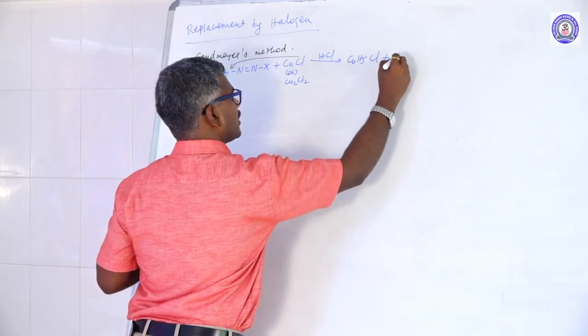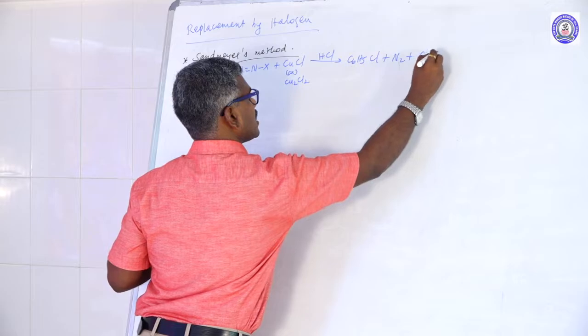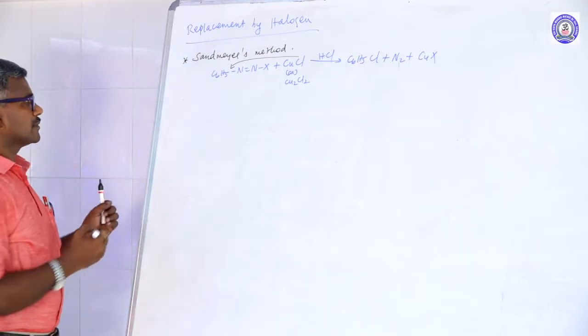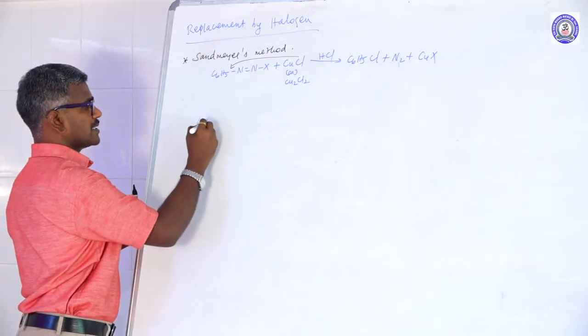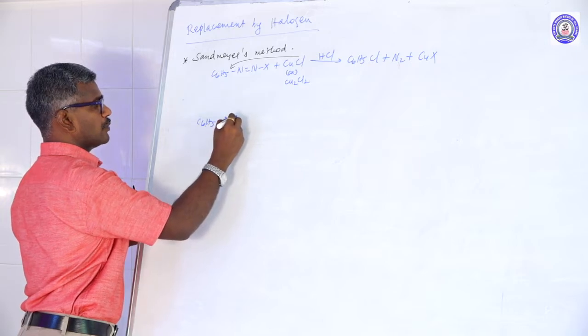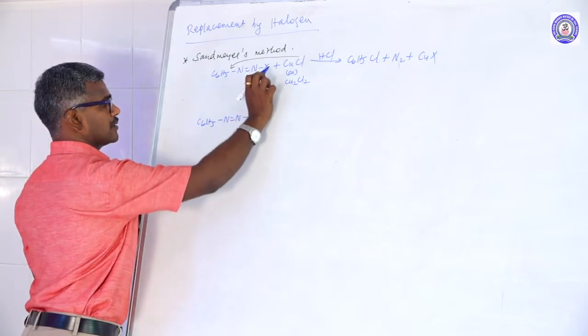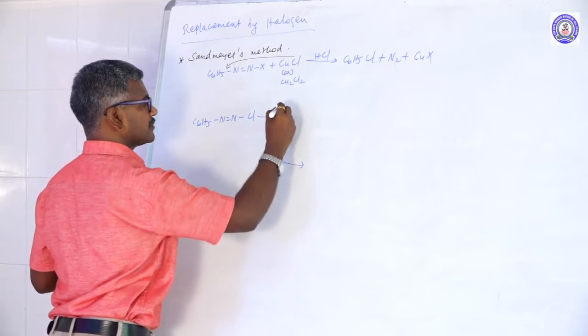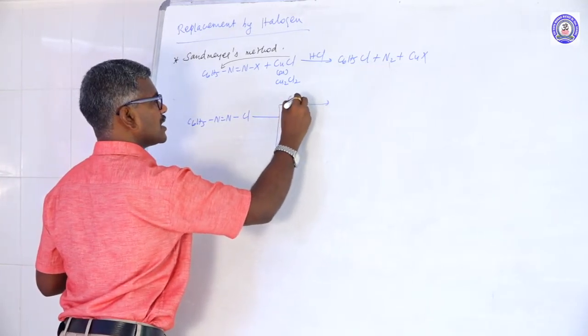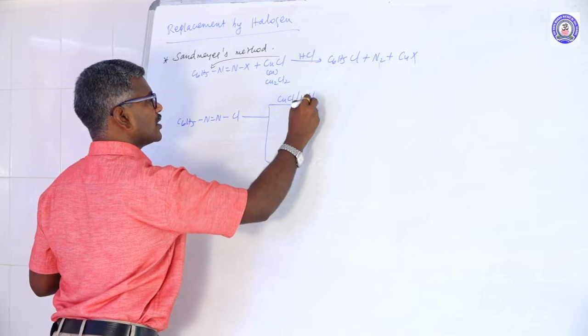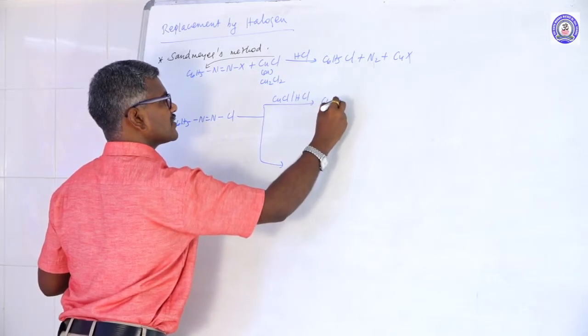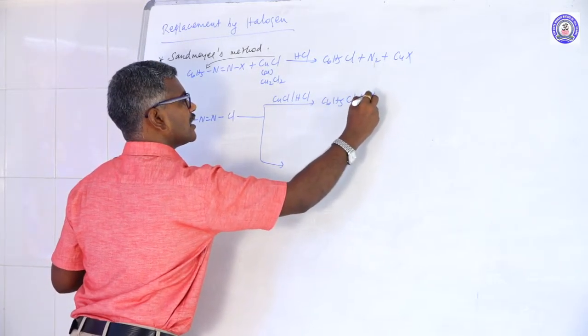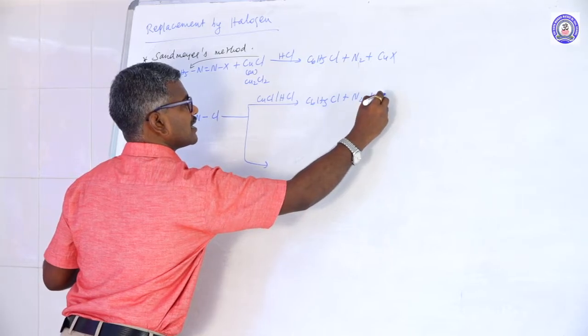C6H5Cl + N2 + CuX. For example, C6H5N=NCl reacts in different ways. The first one, CuCl with HCl, forms C6H5Cl + N2 + X minus.